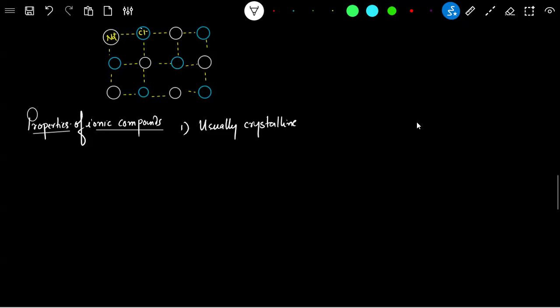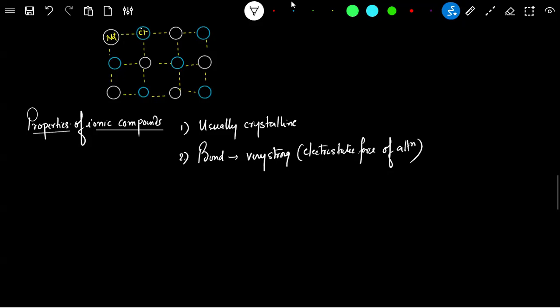That's because I just drew all these things, right? NaCl shows a crystal-like structure. They'll always be crystalline. And here the bond is very strong, children. Why is it strong? Electrostatic force of attraction. The bond is super strong, very strong, because the force of attraction is electrostatic force of attraction. Do you really feel electrostatic force of attraction is a strong force? It's a very strong force.